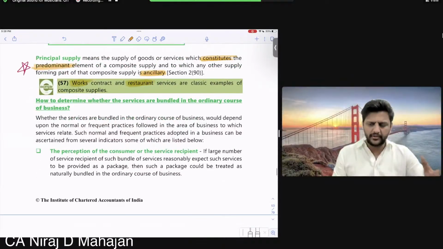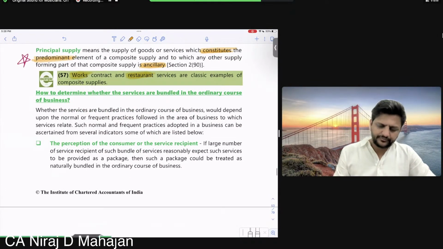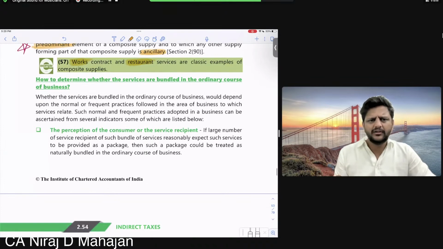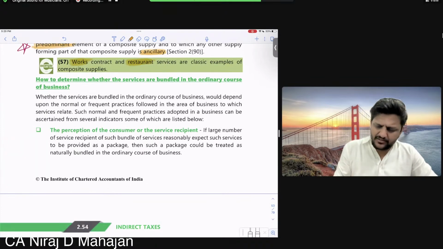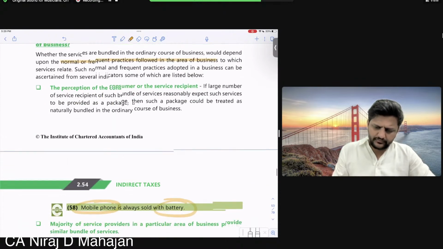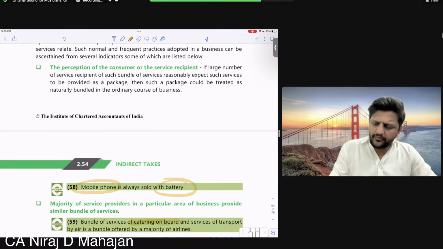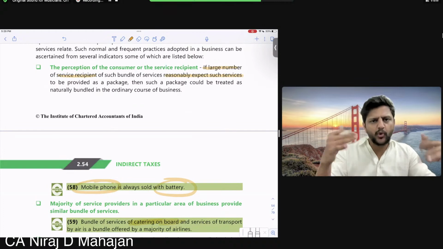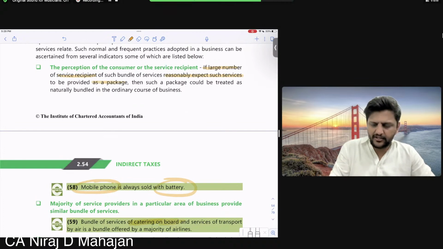Chalo, check. I mean, let's read this. How to determine whether services are bundled in the ordinary course of business? It will again depend on your normal or frequent practice followed in that particular business. Okay. If large number of service recipients of such bundle of services reasonably expect such services to be provided together as a package, then such package could be treated as naturally bundled in the ordinary course of business.